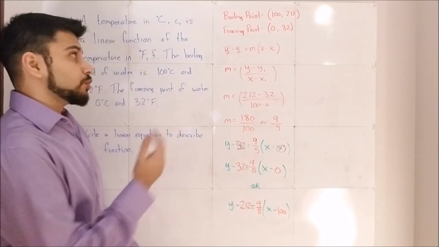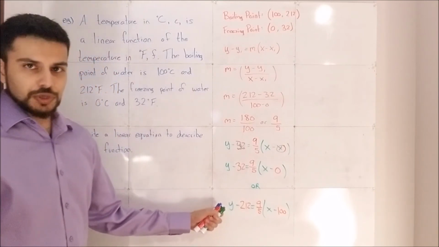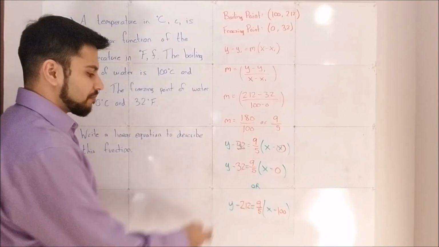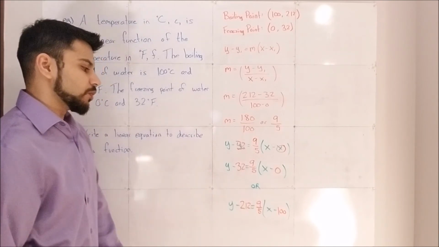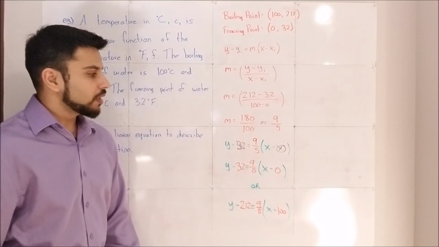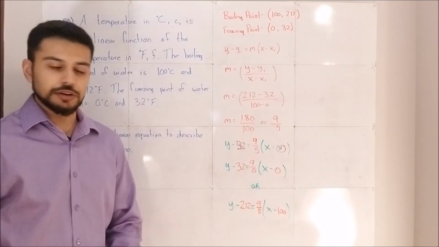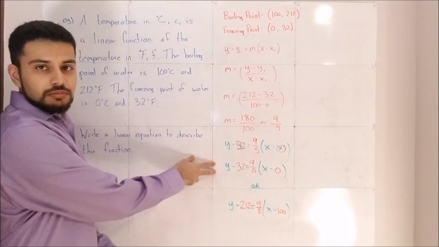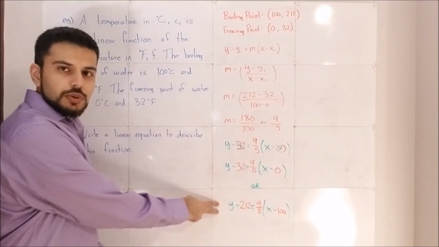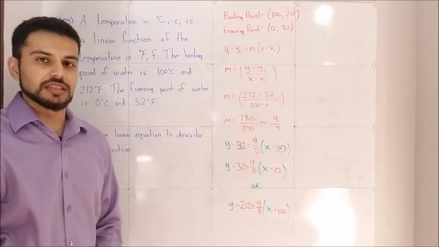Or if you ended up choosing your other point, if you chose the boiling point instead, you get another equation, but it gives you the exact same equation of a line. Y minus 212 equals 9/5 x minus 100. Don't believe me? Head back to our Desmos video if you haven't checked it out just yet. If you do have it on your app, plug this equation in, and you'll realize you end up getting the exact same line because they actually are the exact same equation.